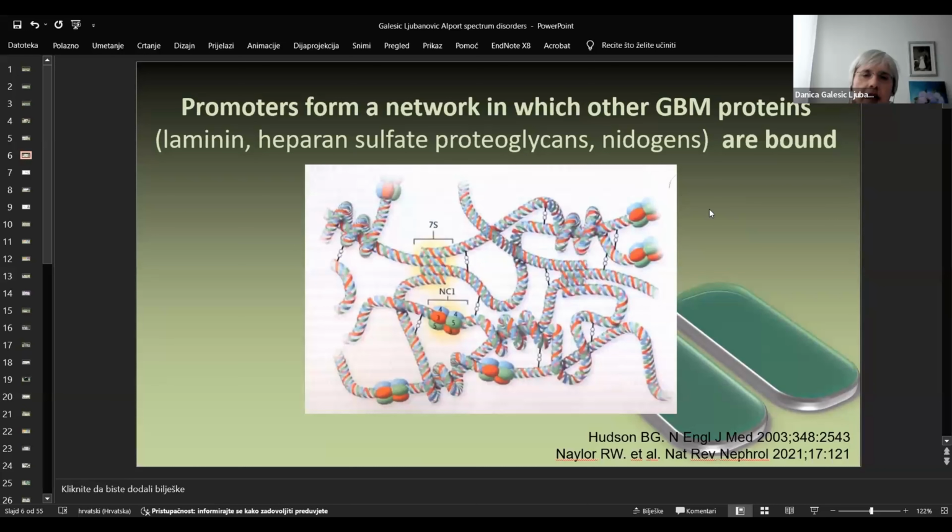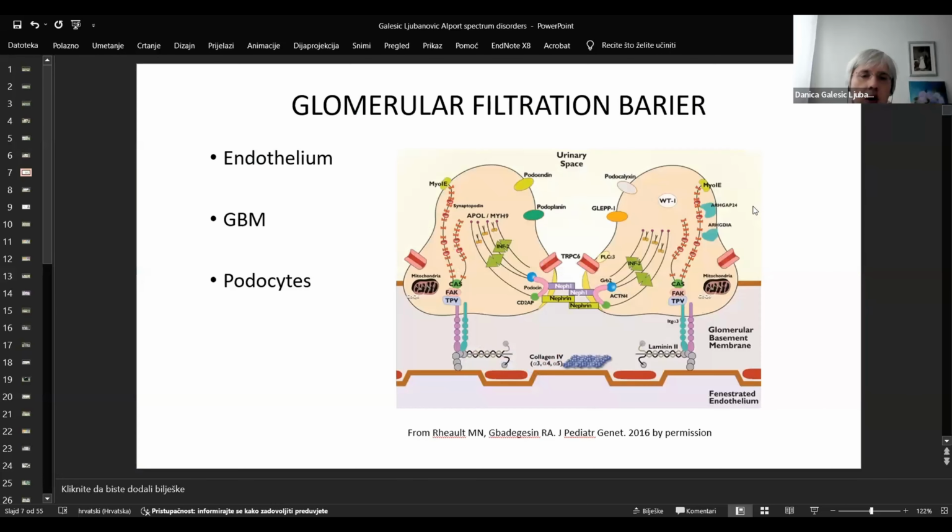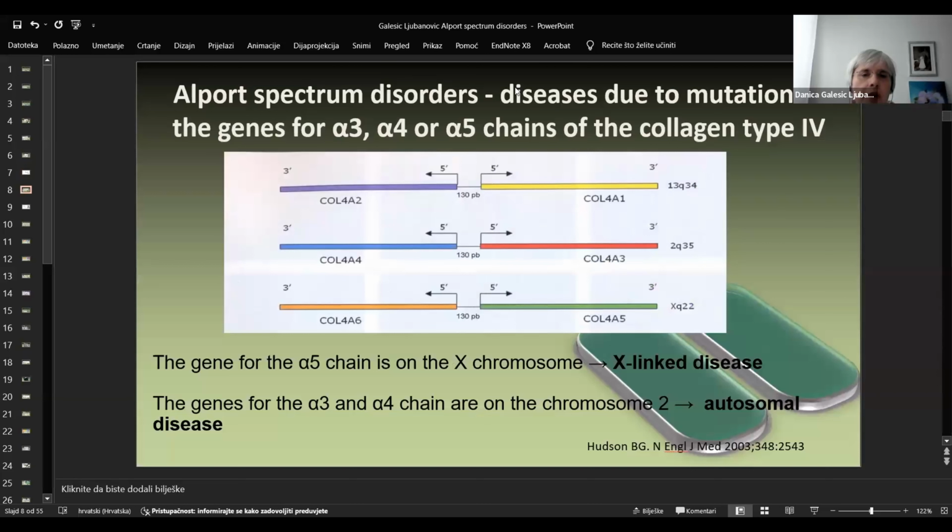These protomers form a network in which other GBM proteins, including laminin, heparan sulfate proteoglycans, and nidogens, are bound. Collagen type 4 with these proteins forms the glomerular basement membrane, which together with endothelium and podocytes forms the glomerular filtration barrier. So if we have a mutation in the genes for alpha 3, alpha 4, or alpha 5 chains, we have Alport spectrum disorders, or disorders of collagen type 4 mutation.